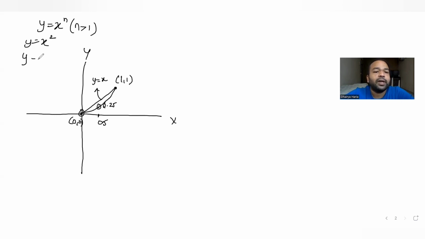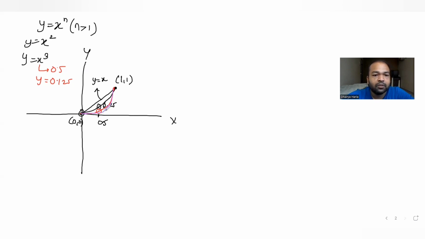Now if I want to plot y equal to x cube, again for 0 it is 0, and for 1 it is 1. But if I put x as 0.5, y becomes 0.5 cube, that is 0.125. That is much lesser, almost half of this. So this is how your curve looks. Your curve basically goes on decreasing in height. Y equal to x raised to 4 will have a curve which will be much more bulging now.